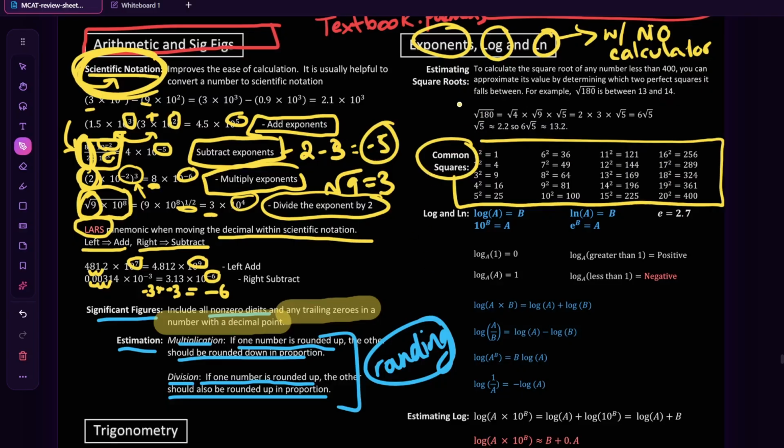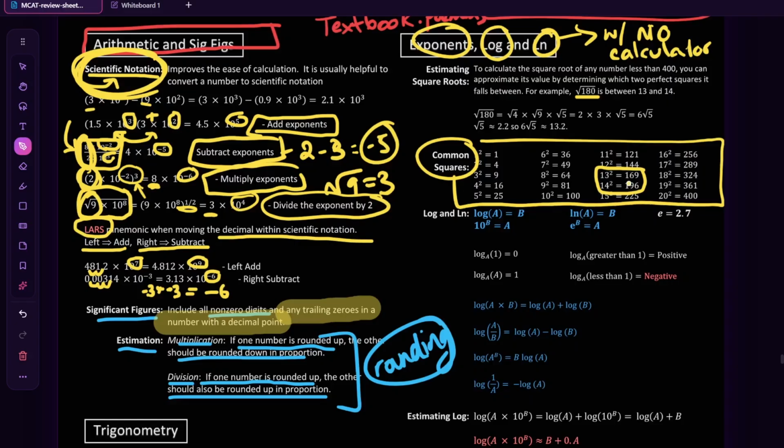When you want to estimate these square roots, here is a trick. If you have the square root of 180, there is no 180 here. The closest is in between 13 and 14. So step 1 is to memorize these. When you see the square root of 180, you can say to yourself, it could be between 13 and 14. 180 has to be somewhere in between.